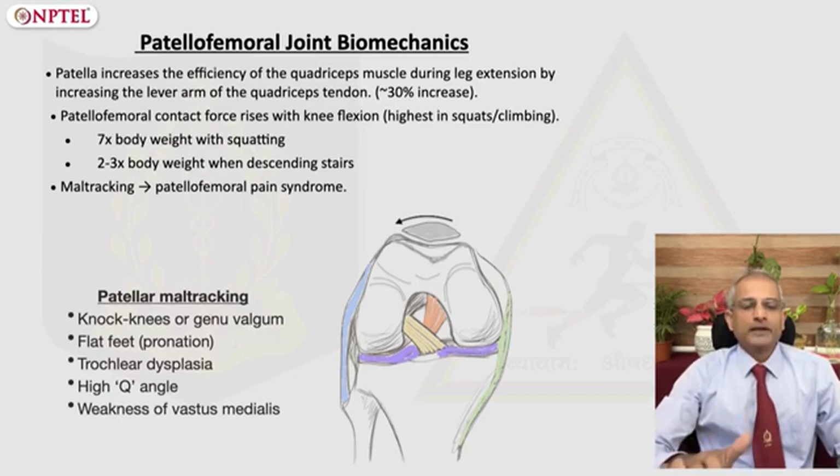The patella tracks along the trochlear groove smoothly, and any deviation in this gliding movement is called maltracking of the patella, which leads to patellofemoral pain syndrome. The vastus medialis obliquus is the main muscle which stabilizes the patella and prevents the lateral displacement of the patella.